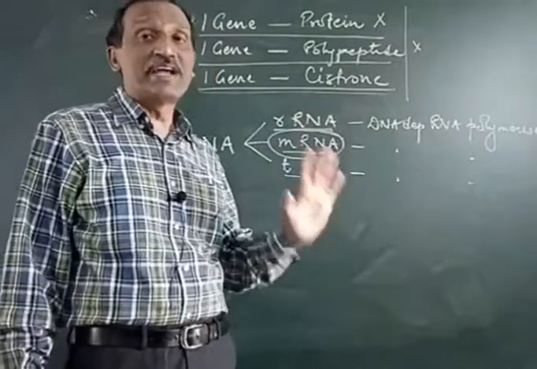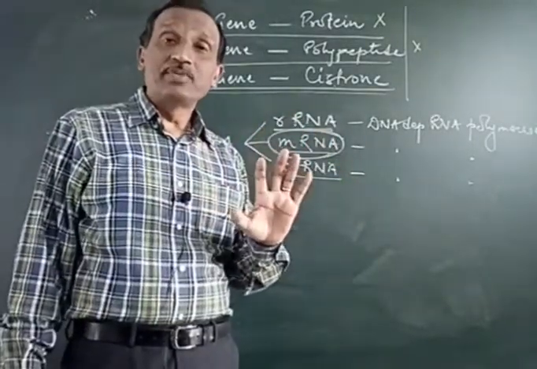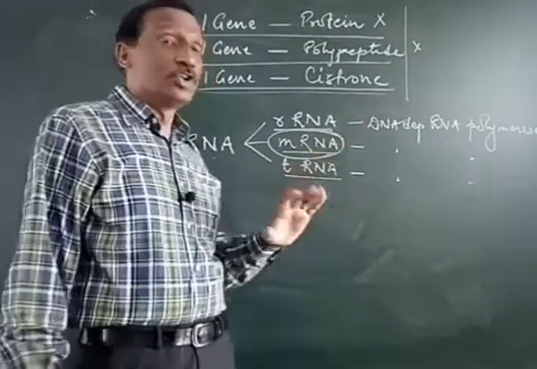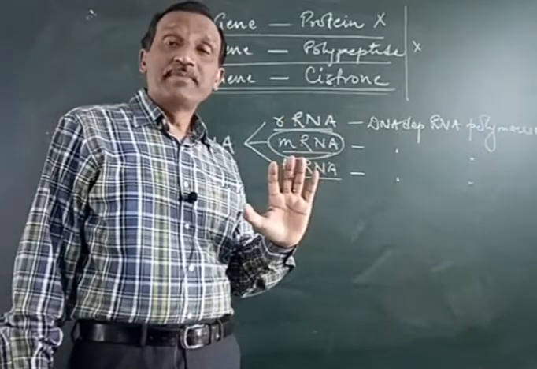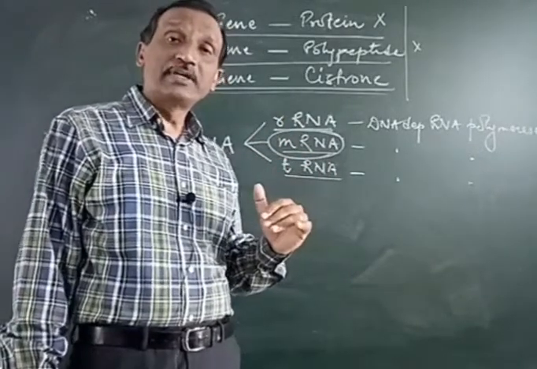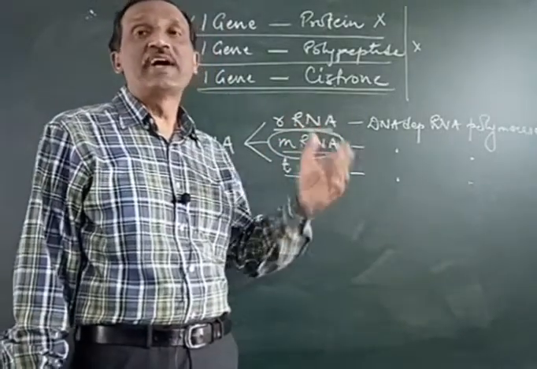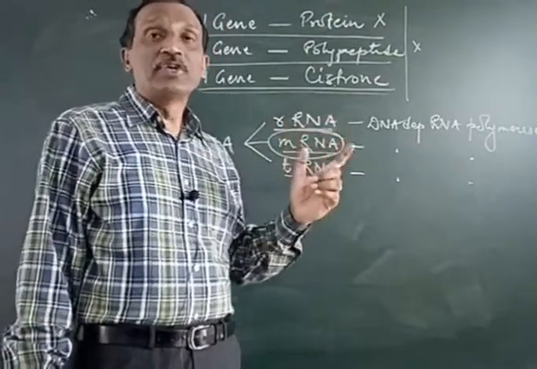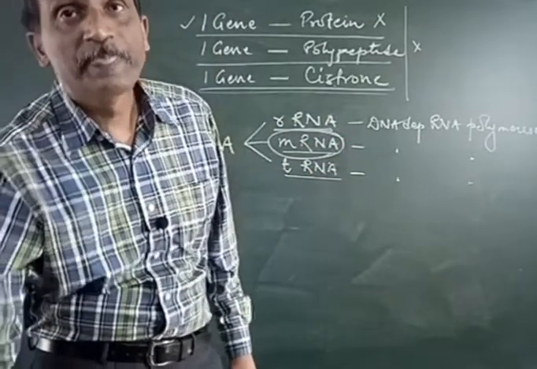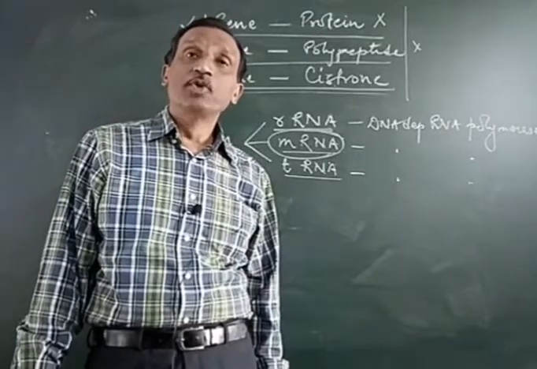Now one thing I make very clear, rRNA are not all the time required to be made. They are once made and they will be used again and again. tRNA also is not all the time made. They are made once and they will be kept there and used over and over again. But mRNA is the blueprint which is required all the time. Every protein requires a different type of mRNA. mRNA is the blueprint.